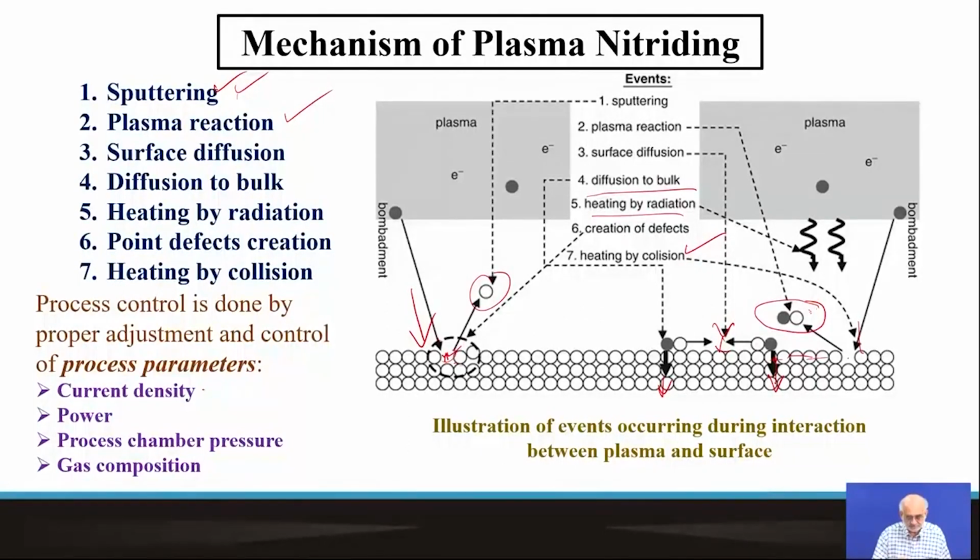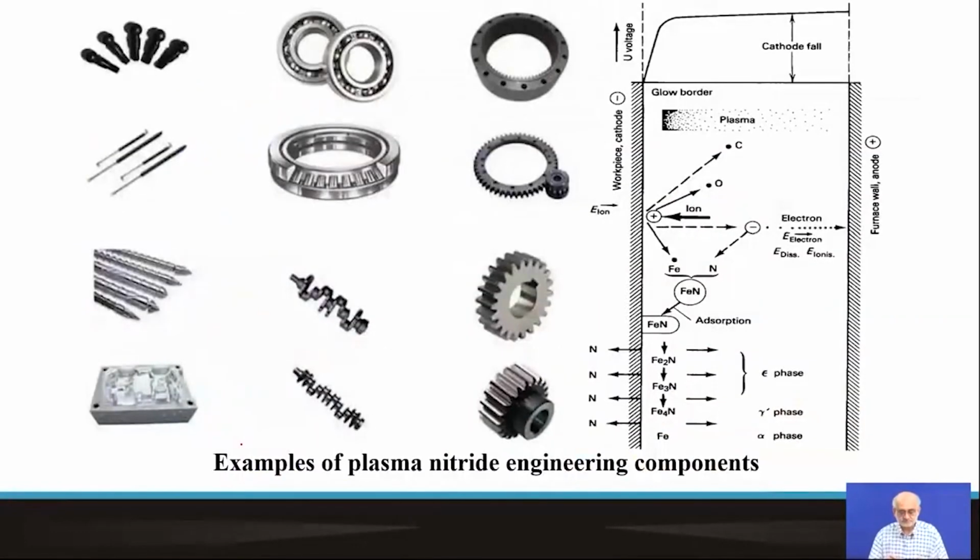So the important process parameters are the current density, the applied electrical power and potential difference, the vacuum or pressure level inside the chamber, and of course the right gas mixture. Randomly chosen components, from bearings to base plates, drill bits, machine tools, shafts, gears, all of these are subject to various kinds of plasma nitriding processes. And the process is what we have discussed already.